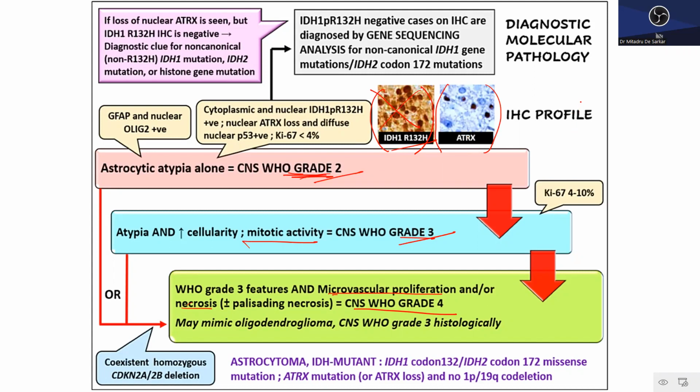That used to be done by Sanger sequencing priorly, but I think slowly over time, this particular niche will be taken over by diagnostic methodologies like next generation sequencing. Another important thing is that in those cases lacking IDH1 R132H, you will also have to exclude the presence of histone gene mutations, because some of those cases might actually be histone gene mutation associated tumors.